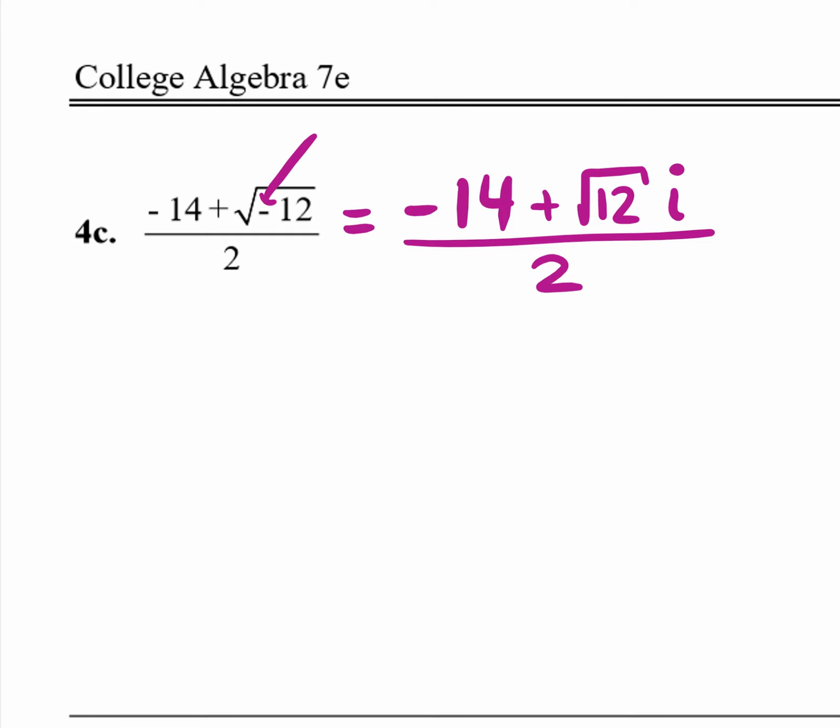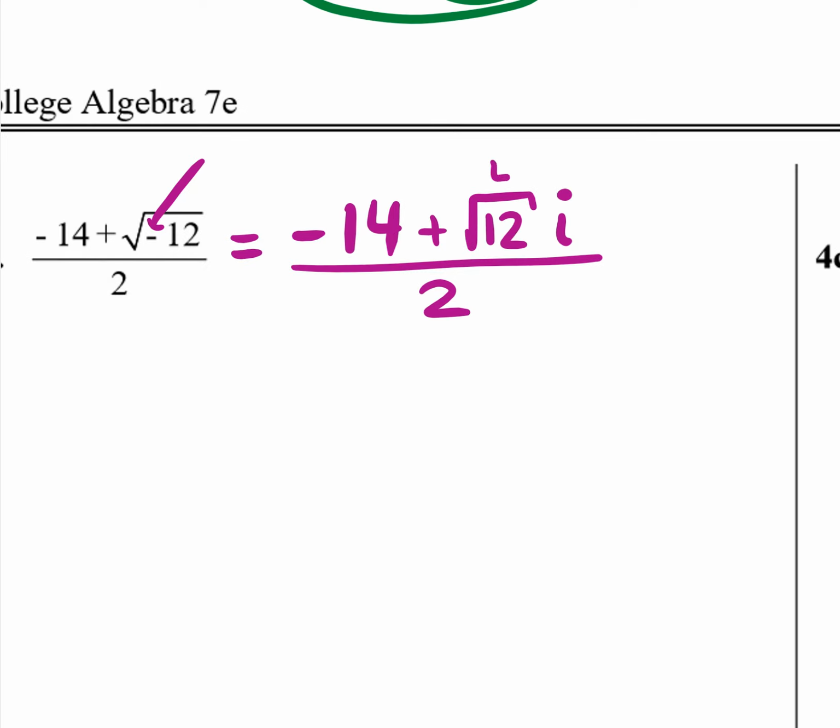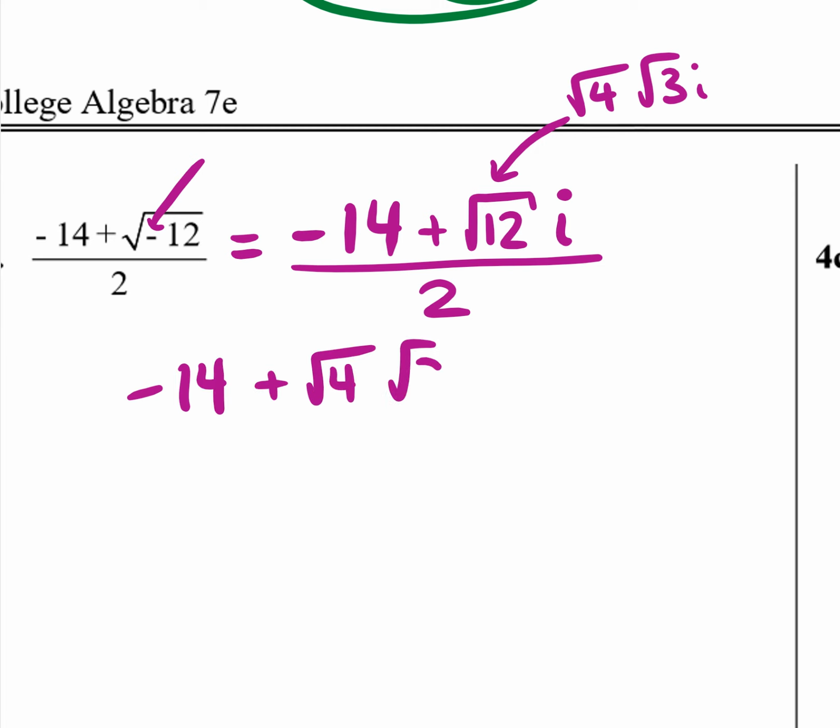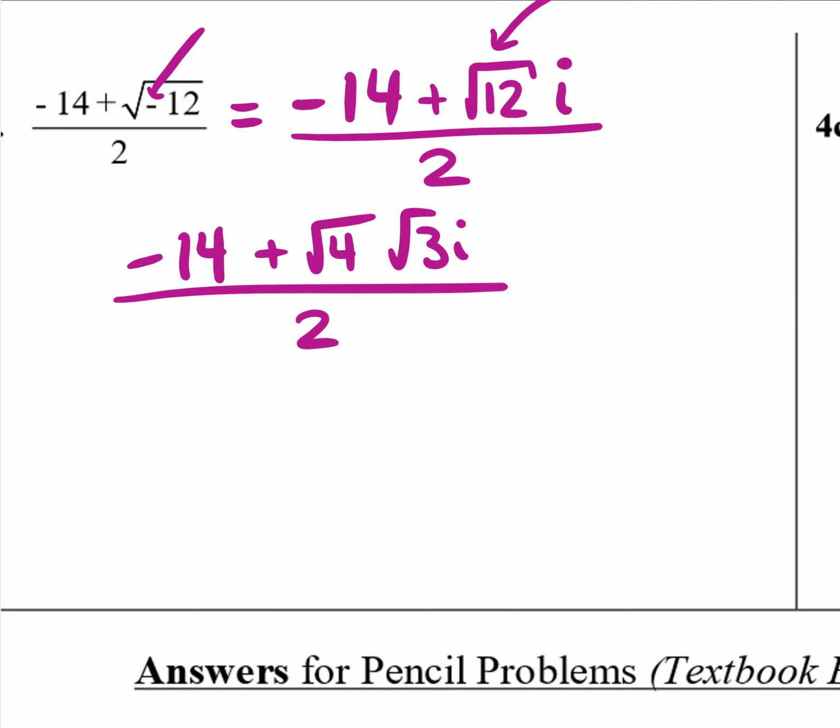Now the square root of 12 simplifies because something divides into 12 that has a square root. That would be 4. So I'm going to think of this as the square root of 4 times the square root of 3. Let me go ahead and rewrite that: negative 14 plus the square root of 4 times the square root of 3 i, all over 2. That makes negative 14, and then the square root of 4 is 2.